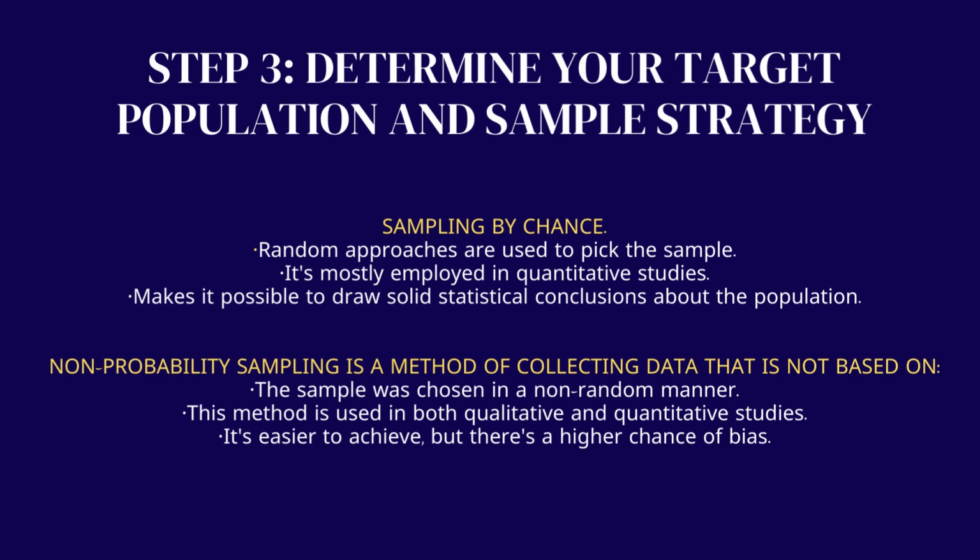Step 3. Determine your target population and sampling strategy. Your research design should spell out who or what your study will focus on, as well as how you'll select participants or subjects. In research, a population refers to the total group from whom you wish to draw conclusions, but a sample refers to the smaller group of people from which you'll actually collect data. Defining the demographics of the people.